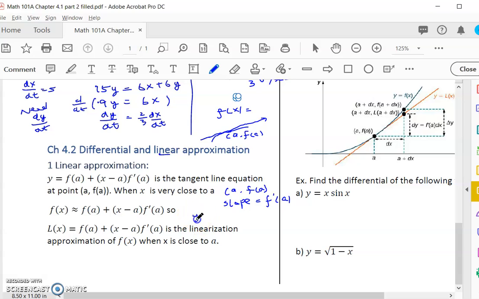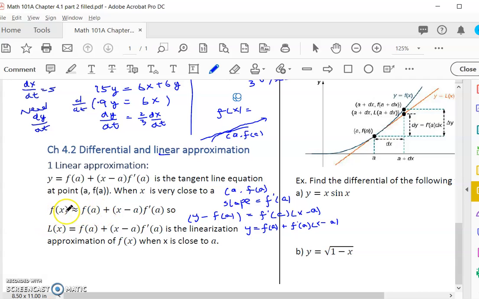Point slope form will be y minus y1, so y minus f of a, is equal to m, which is f prime of a, times x minus x1, which is a. So if you just add f of a to the other side, don't you see that the equation of the tangent line is y equals f of a plus f prime of a times x minus a? We usually don't write it that formal. Usually we would distribute it and combine like terms, but no, we're just going to leave it that way.